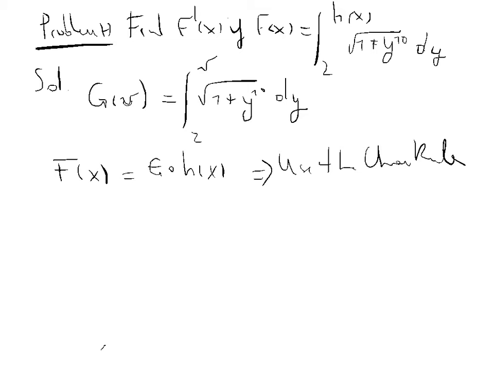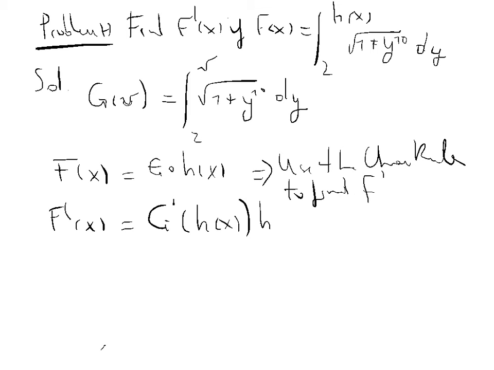Let's use the chain rule to find the derivative of this function, F prime. So F prime of x by the chain rule is equal to the derivative of the outer function evaluated at the inner function, multiplied by the derivative of the inner function. If h is any function, we just have to leave it as is. But now, can we simplify this formula here?